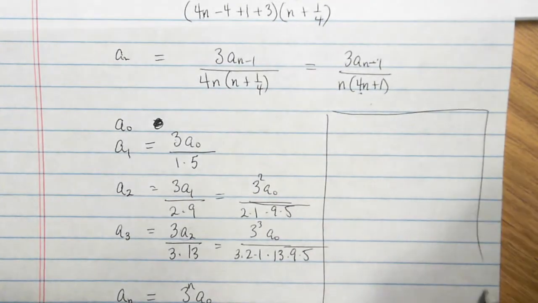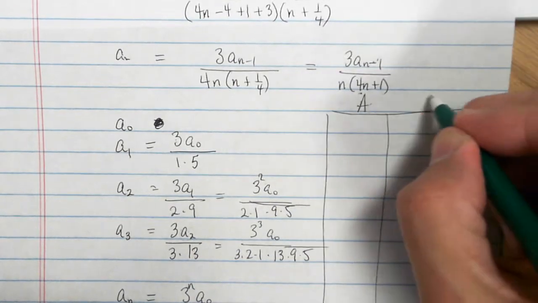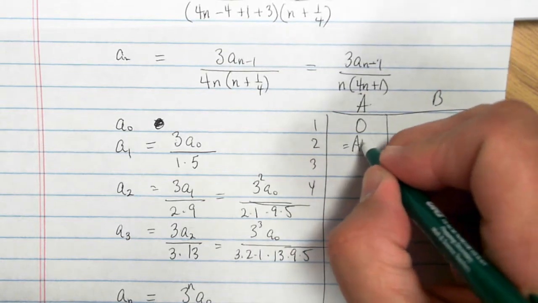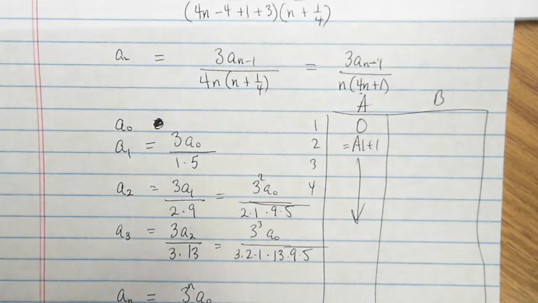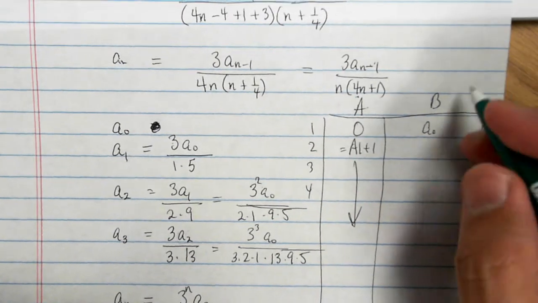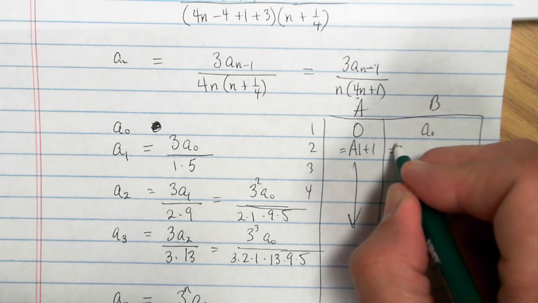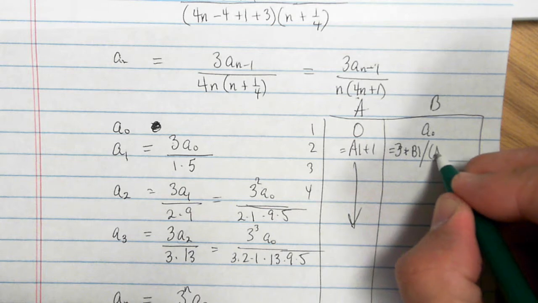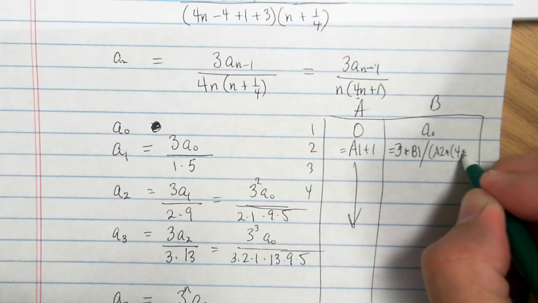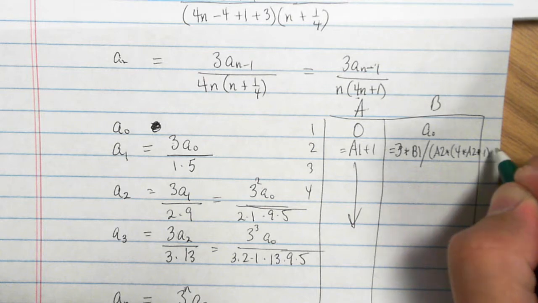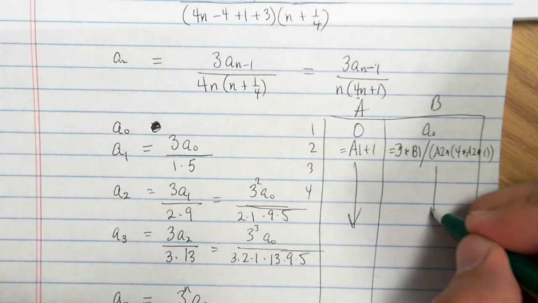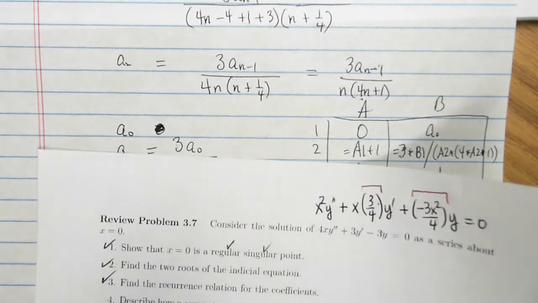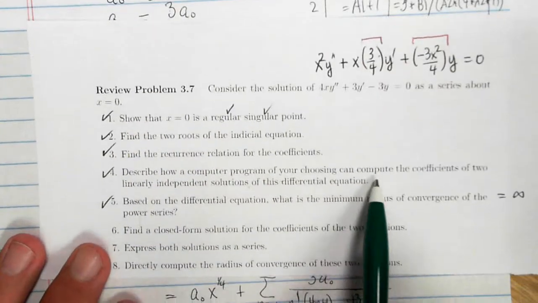So to do this as a computer program in Microsoft Excel, so columns A, B, rows 1, 2, 3, 4, again starting on 0, and n plus 1 to fill down. Now the first term goes here, a sub 0. Each subsequent term is going to be equal to 3 times the previous term divided by n times 4n plus 1. And then if I fill that down, that would produce the coefficients. Okay, so that is how the computer program could compute the coefficients.